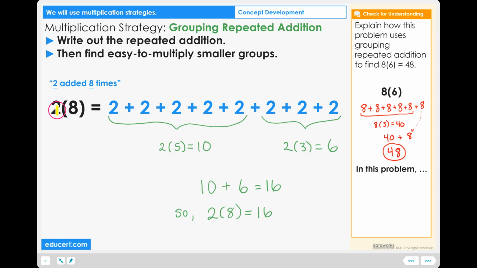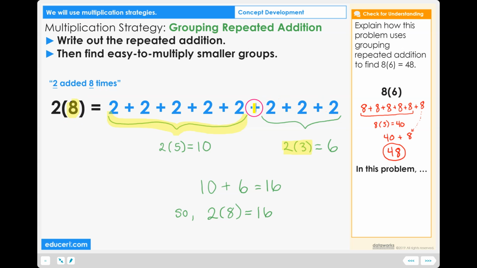Now maybe you don't have 2 times 8 memorized, but perhaps you have 2 times 5 memorized as 10. And then that leaves us with a group of 3 more 2's to give us 2 times 3, which maybe is something that you've memorized as well, as opposed to a bigger number like 8.